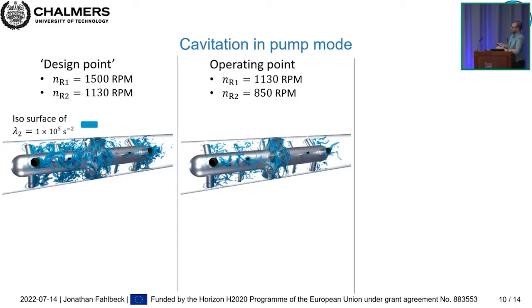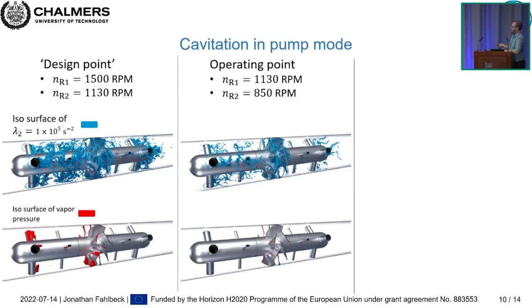But at the design point, this column here, the left column, and the operating point that we now regard as more suitable is the middle operating point. The main difference, or the only difference, is that we vary the rotational speed. So for the operating point that we think is slightly better, we have a quite lower rotational speed. So why do I say that it is better? If we look at this, it is just the isosurface of the vapor pressure.